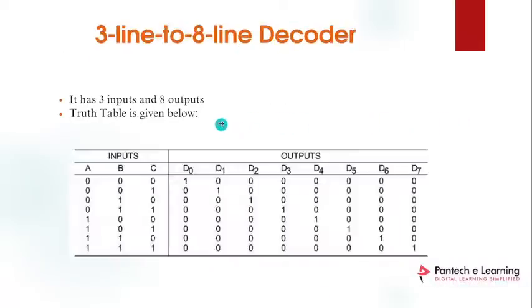Like this is a 3 input and 8 output decoder. If the inputs are 000, your output will be all zeros except the first bit of the output, which is 1, and all the remaining bits are 0 only. This is the basic truth table for the 3 line input and 8 line output decoder. If the inputs are 100, you will get this 8-bit output series.